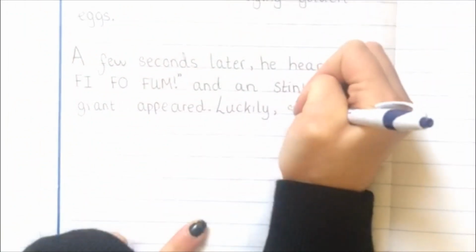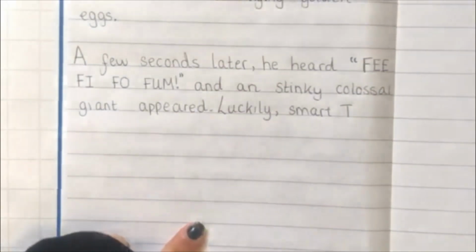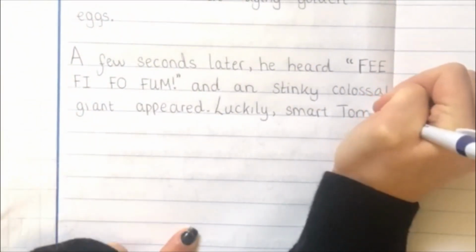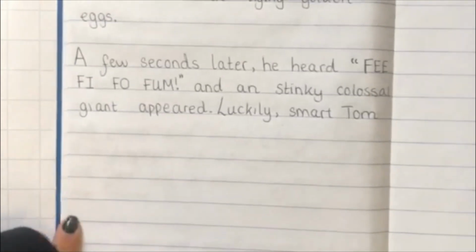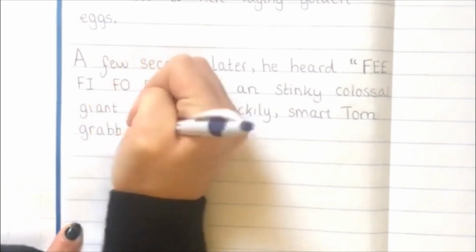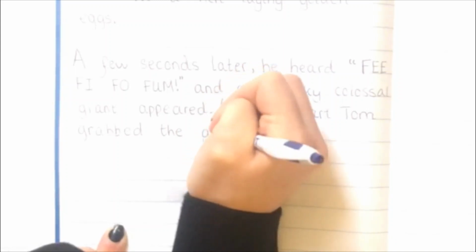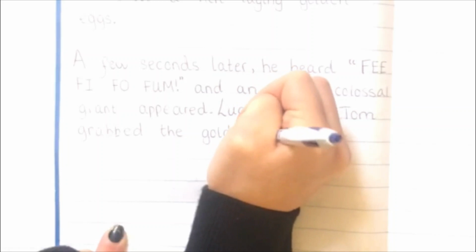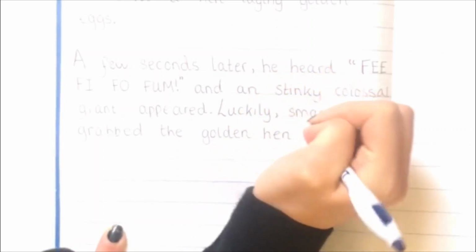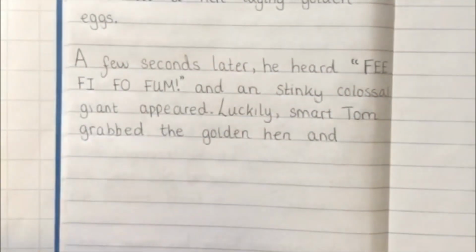Oh, maybe I could change the word clever. I'm going to say smart. Smart Tom. Make sure I've got a capital letter for Tom. Smart Tom grabbed, look at my story map to help me, grabbed, ED because it's past tense, grabbed the golden hen, and what did he do? He grabbed it, but he wants to get away. So he needs to go back down the beanstalk.